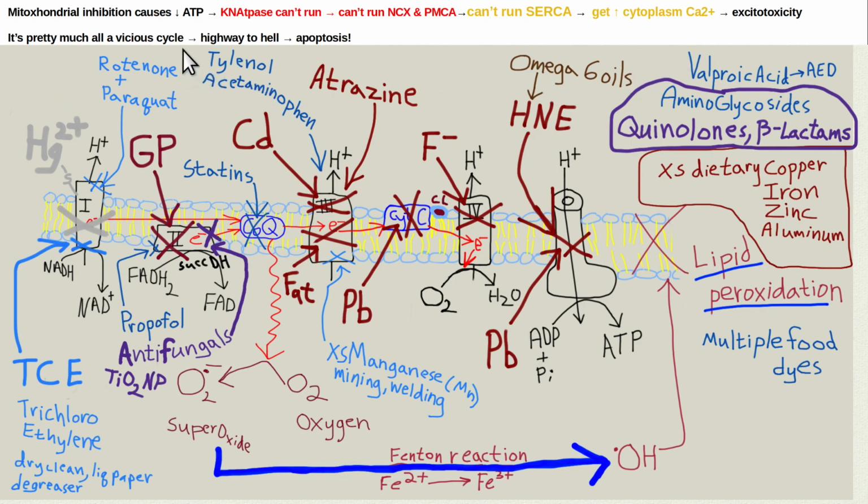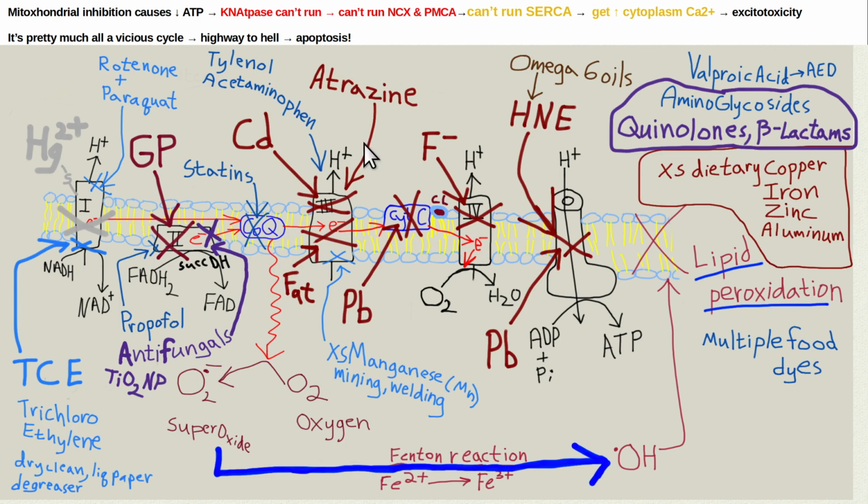You're screwed for the mitochondrial inhibitors. You're screwed if you can't make this energy. And you're screwed if you're doing things that inhibit SERCA. I'm going to go through all the things that inhibit SERCA in just a moment. And all of them feed back on each other. There's a vicious cycle. It's the highway to hell. It's the highway to neuronal death, apoptosis.